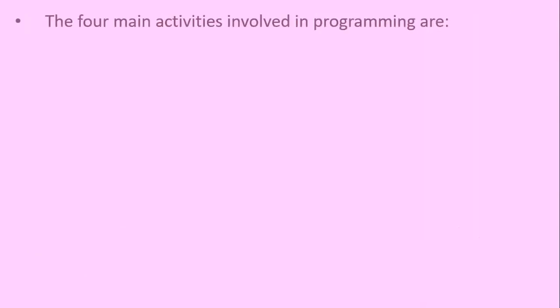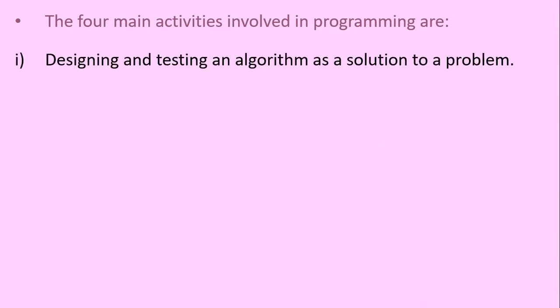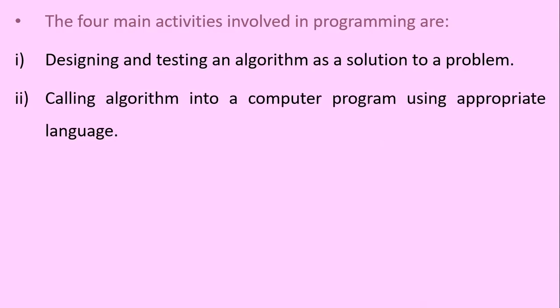So, what are the 4 main activities involved in programming? The 4 main activities involved in programming are: number 1, the programmer or an individual designs and tests an algorithm as a solution to a problem. Secondly, he or she has to code the algorithm into a computer program using an appropriate language.